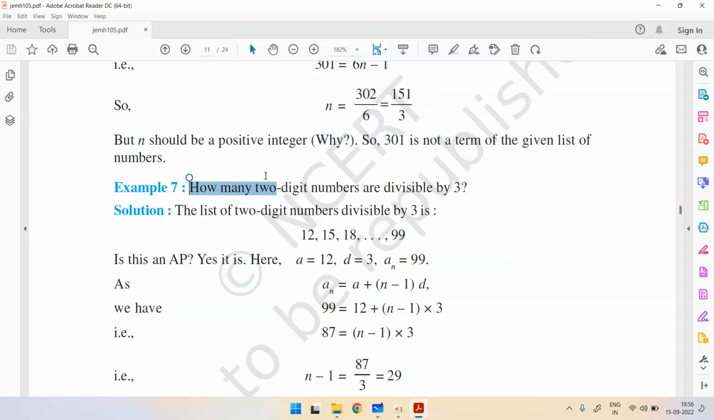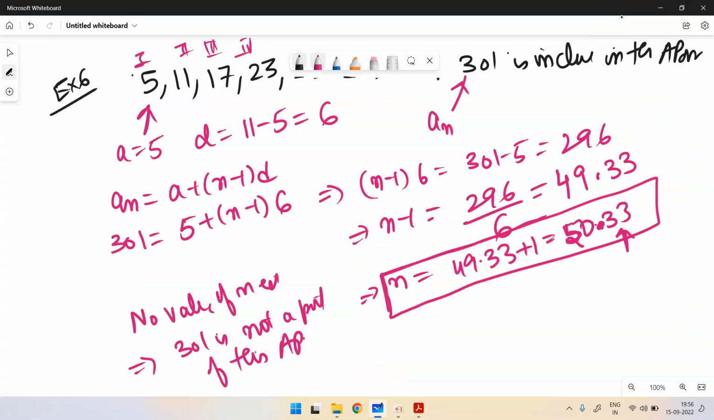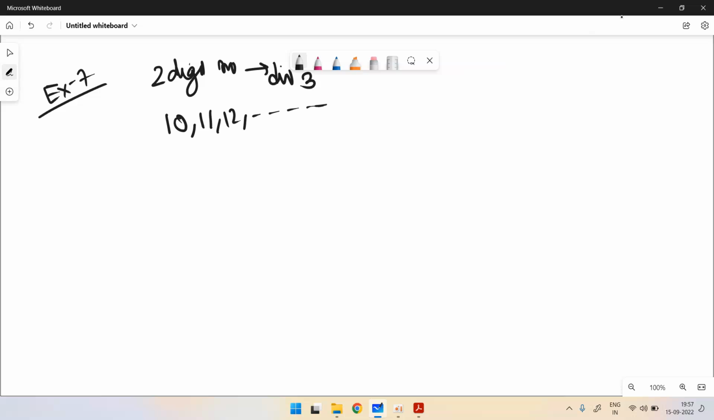Now, example number 7: how many two digit numbers are divisible by 3? The question given is about two digit numbers that are divisible by 3. The two digit numbers start from 10, then 11, 12, and so on, and end at 99, which is the last two digit number. Now, which of these are divisible by 3?